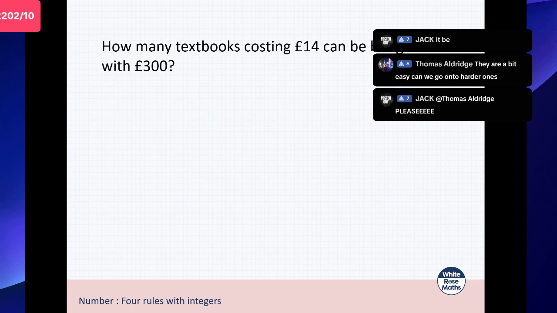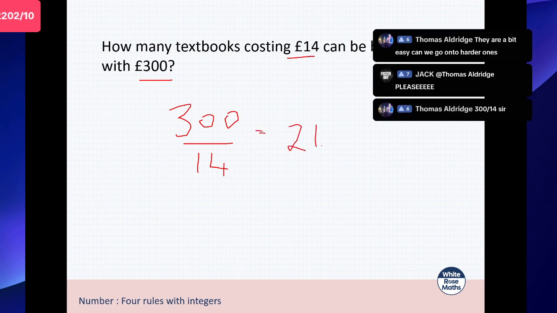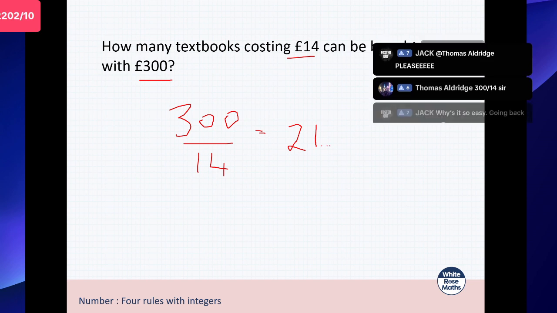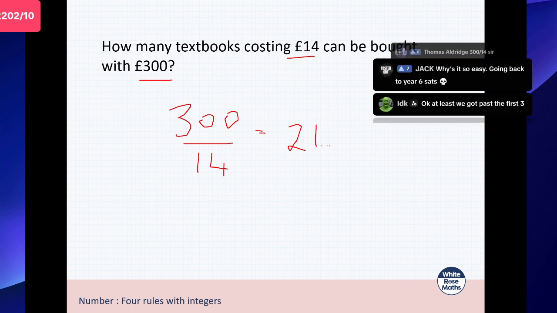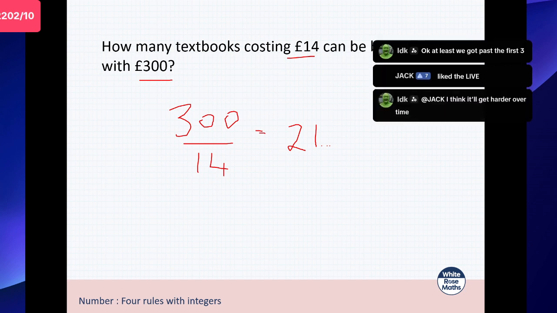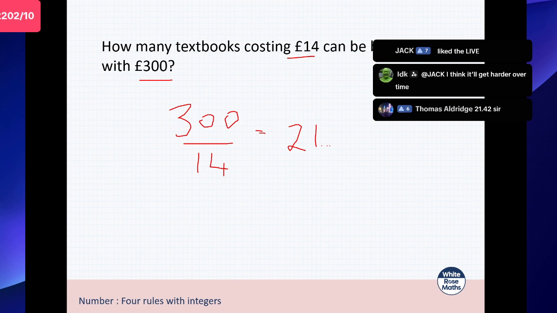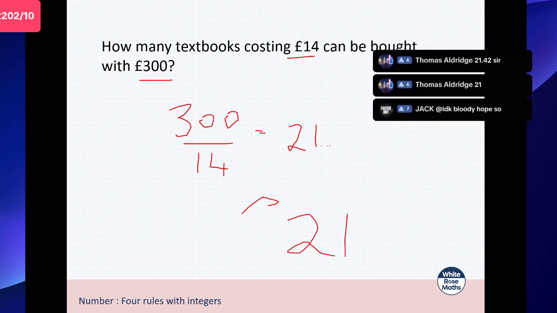Okay, so first question. How many textbooks costing £14 can be bought with £300? Again, just a quick division. So we do 300 divided by 14. If we put that into our calculator, we will get an answer of 21 point something. Yep, spot on, Thomas. So I can only afford 21 textbooks. That is the answer for that one.